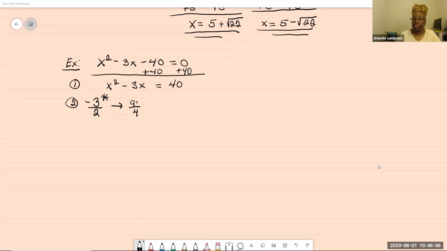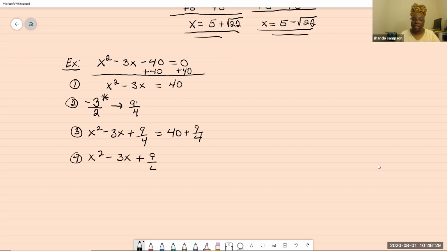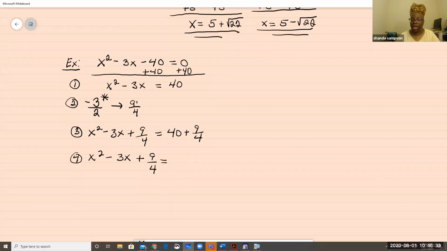So 9/4, okay, so now we have 9/4. Now we're going to add that to both sides, right? Don't be afraid of the fractions. Why are we not going to be afraid of the fractions? Because we have our handy dandy calculator, whatever calculator you have.